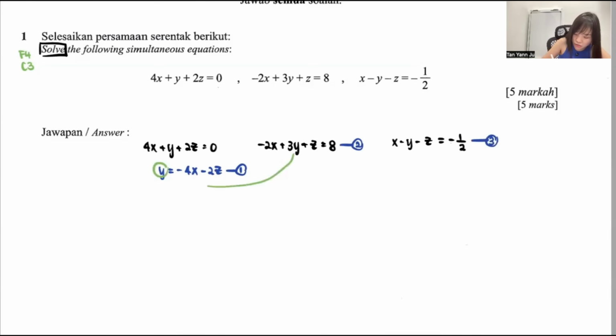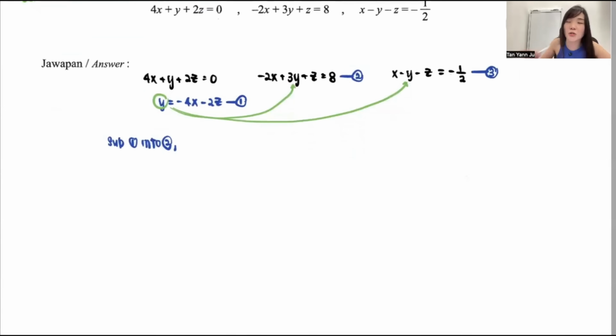So now my job is to sub 1 into 2, and sub 1 into 3. So what is the purpose of using sub? Of course, if you want to use elimination, you can use elimination. But normally, elimination only works when both of them are linear equations. If they are non-linear, then you can only use sub. So that's the reason I always use sub. It's easier. Almost every question can use sub, instead of elimination, which is only for a restricted type of questions.